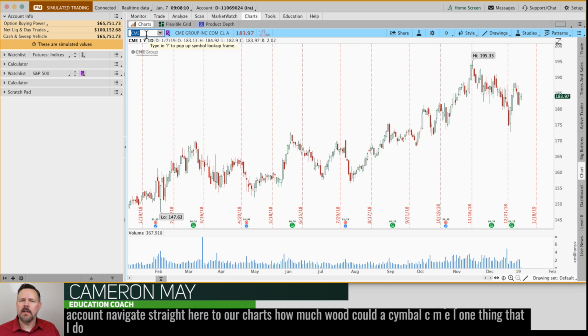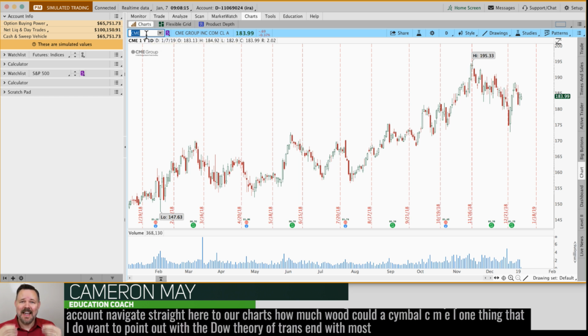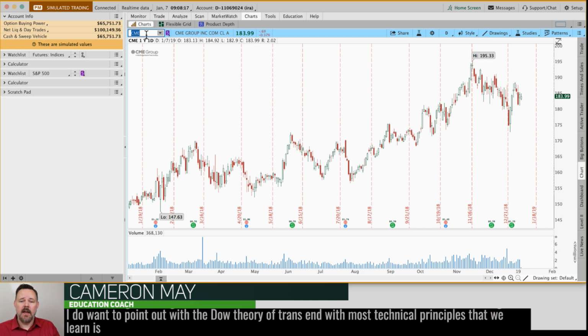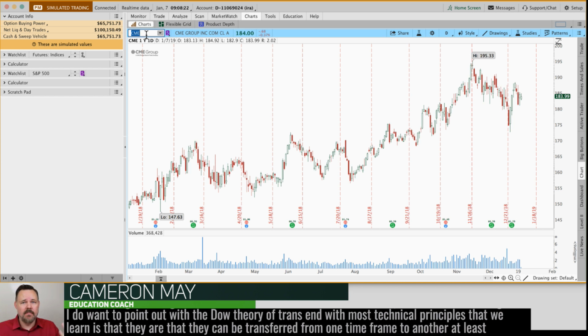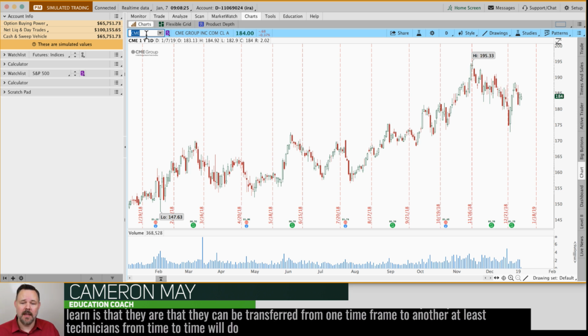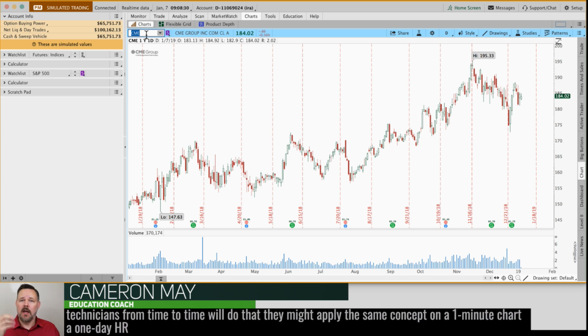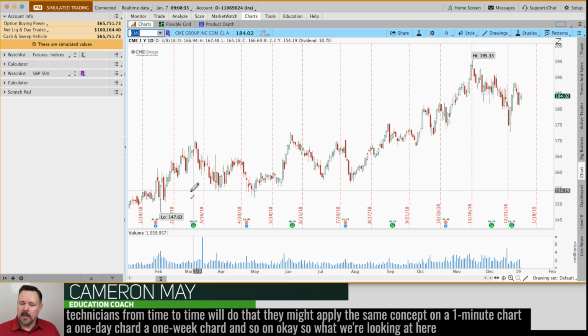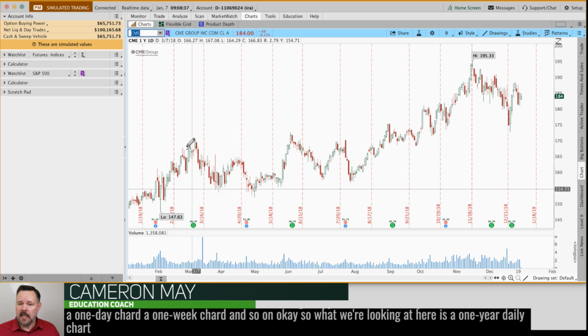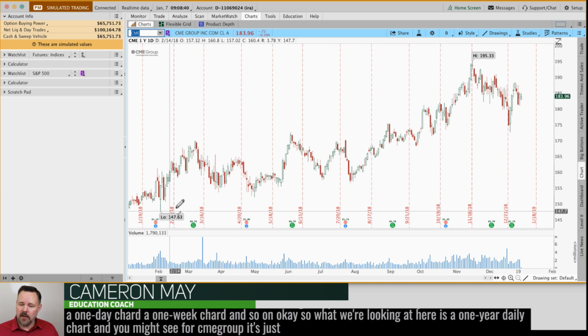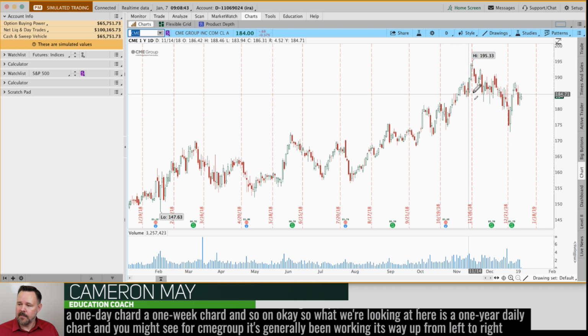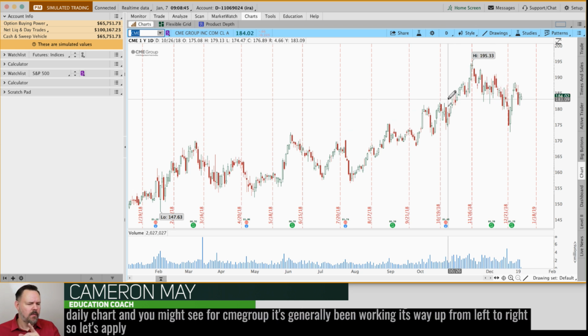Now, one thing that I do want to point out with the Dow theory of trends and with most technical principles that we learn is that they can be transferred from one time frame to another, or at least technicians from time to time will do that. They might apply the same concepts on a 1 minute chart, a 1 day chart, a 1 week chart, and so on. Okay? So what we're looking at here is a 1 year daily chart, and you might see for CME Group it's generally been working its way up from left to right. So let's apply what we just learned.